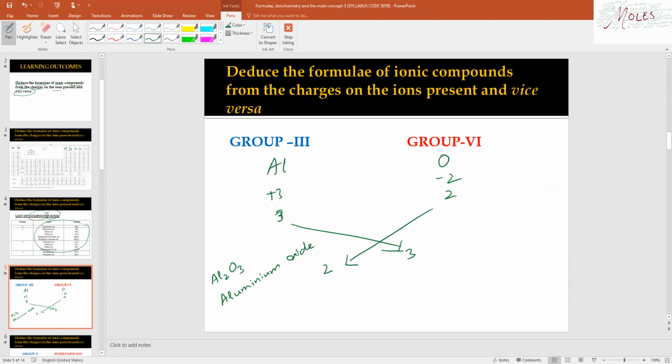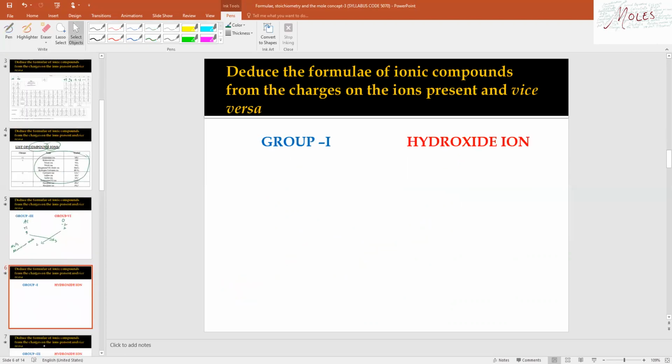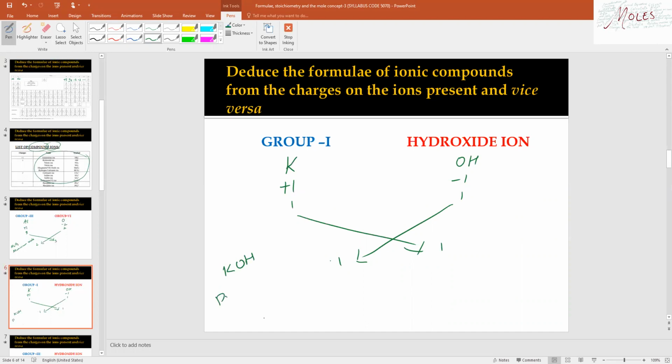Let's work out the formula between potassium and hydroxide ion. Potassium, which is K, carries +1 charge, and hydroxide ion, which is OH, carries -1 charge. After swapping these subscripts, we will get KOH. It is called potassium hydroxide.